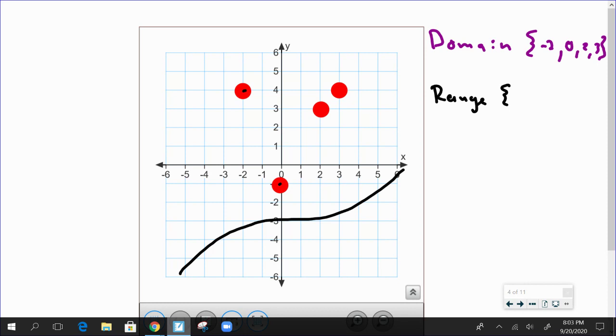So now, talking about the range of this one. The range of this one is 4, -1, 3.